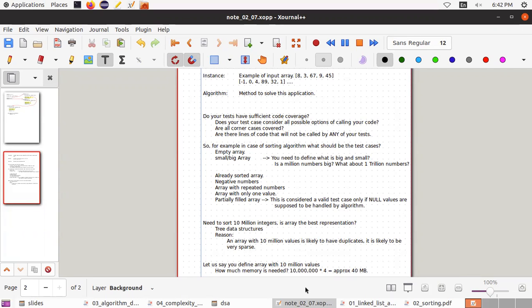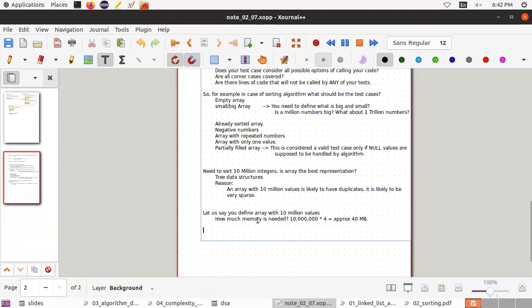Now, instead of doing this, if I create a Boolean array, what is the value of int min and int max?